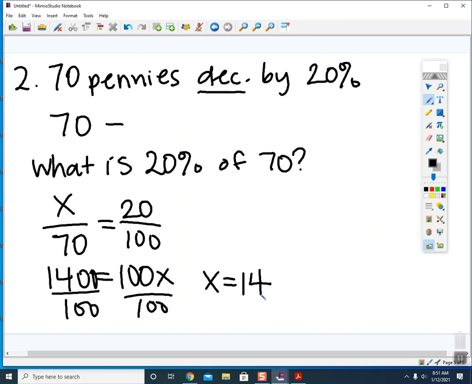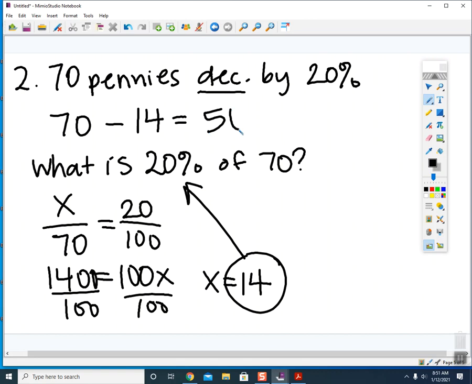So 14 is 20% of 70. So I'm going to take 70 minus 14. That is going to give me 56. Or on your puzzle time, it would be letter E. Okay, so go ahead and finish the rest of that on your own for your own practice, and that is all for 6.5.